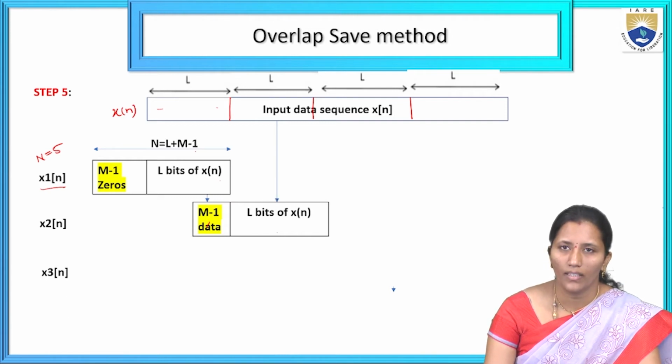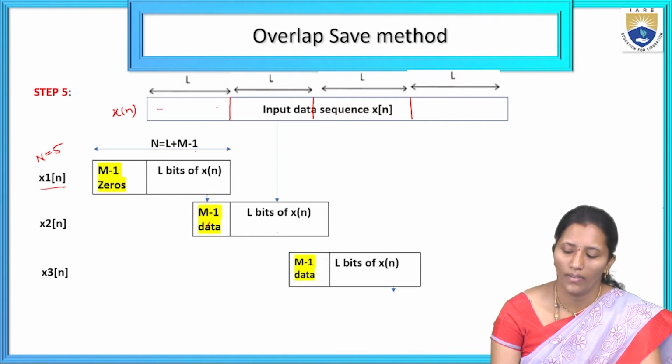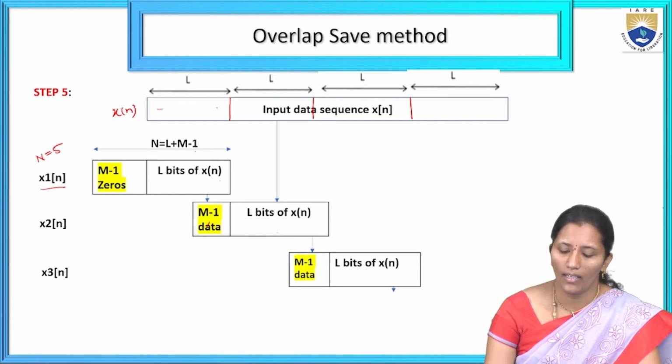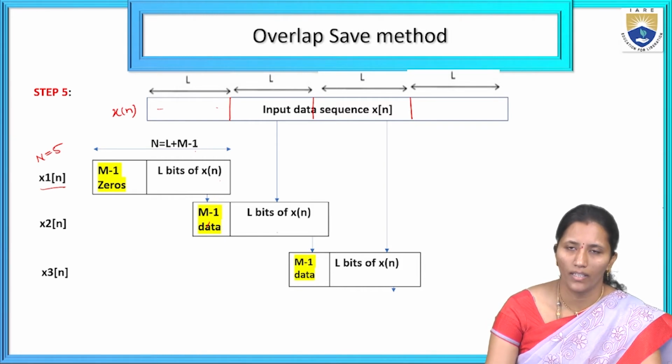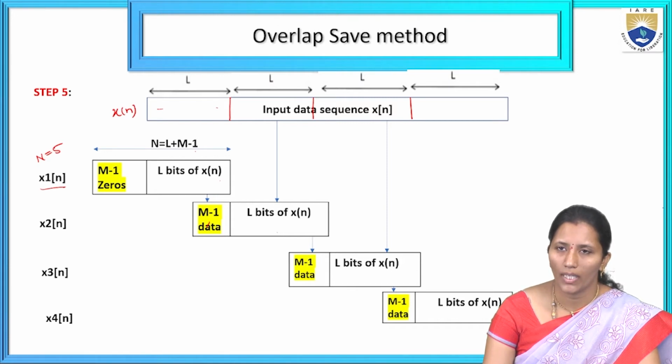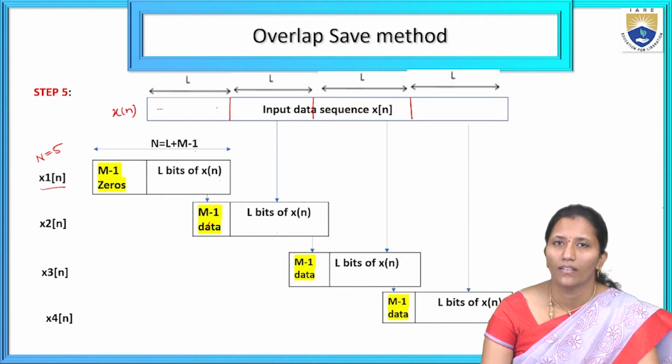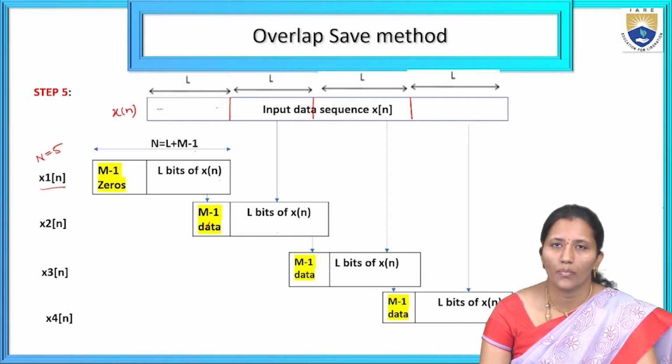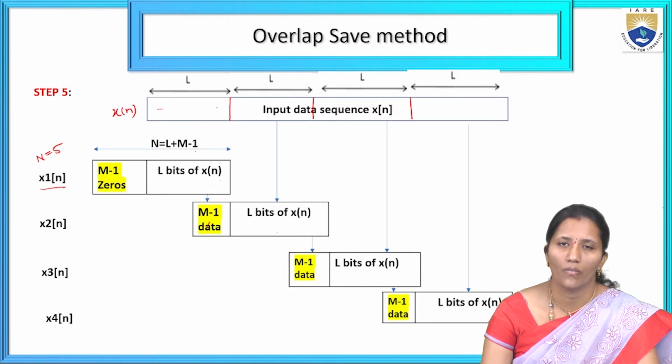what do we have to do? Here the first bits will be the m minus 1 bits of the previous segmented block. So the last m minus 1 bits of x2 of n are followed by the next L bits of x of n. Okay, so x4 of n: x4 of n is the last m minus 1 bits of x3 of n, followed by the next L bits of x of n. So this is the procedure to segment the blocks by using the overlap save method.